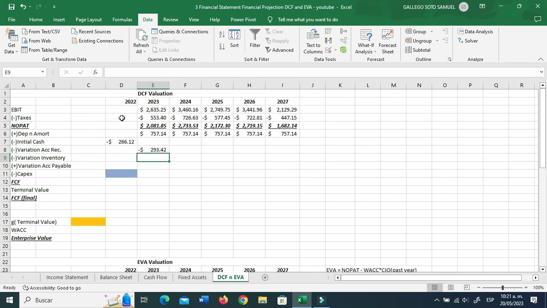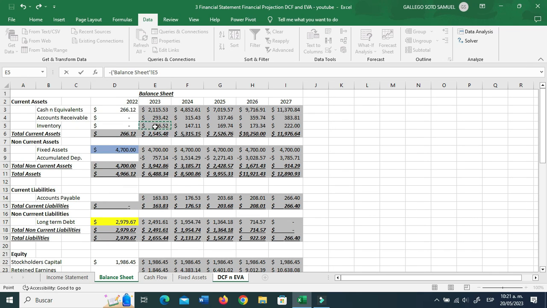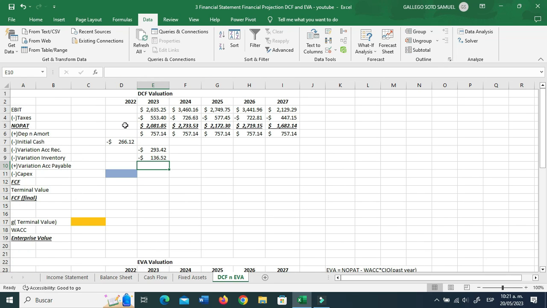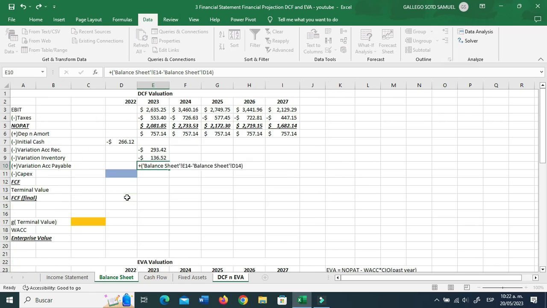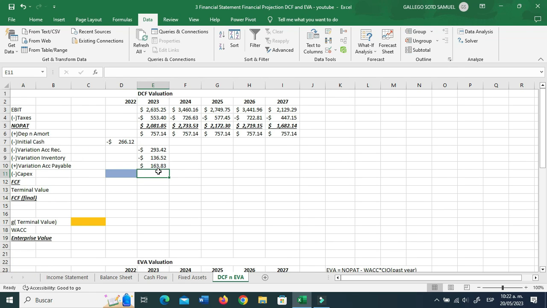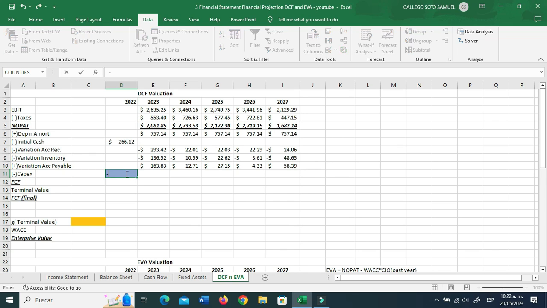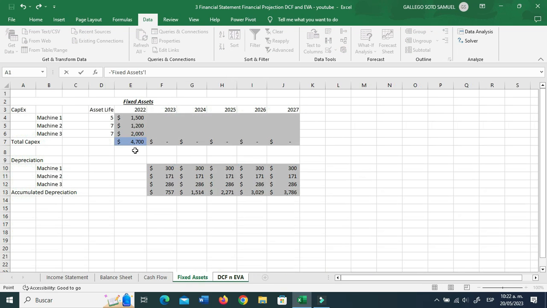Now the variation of the accounts receivable: it says that we should be starting off with a minus. So minus, accounts receivable final minus the initial, and the same goes for the variation of the inventory. We start off with a negative value, open parentheses, and then future minus last, or final minus initial. Now for the variation of the accounts payable, that's a plus, and then we go for final minus initial, right?